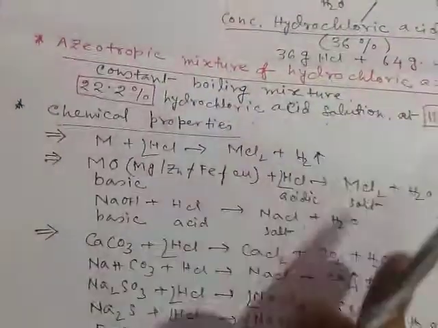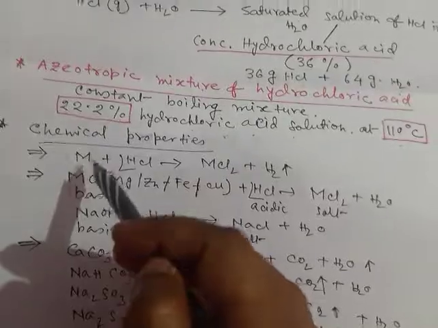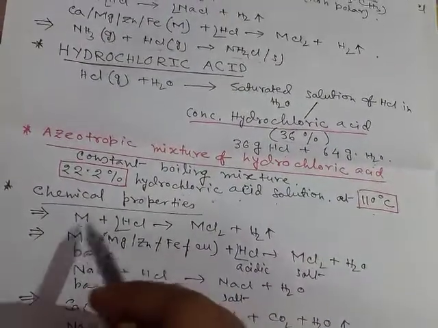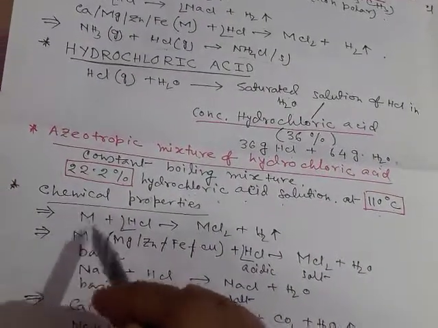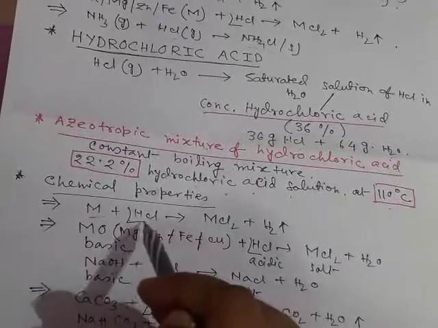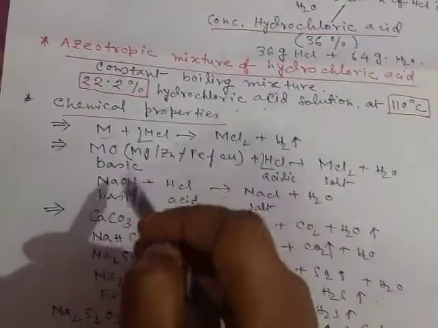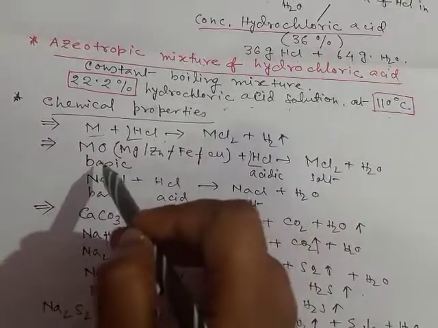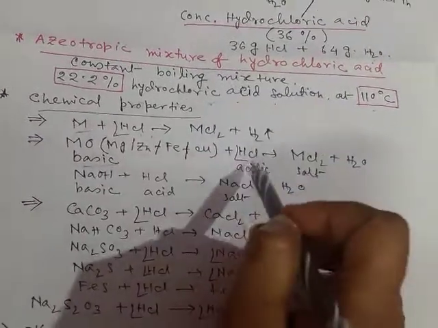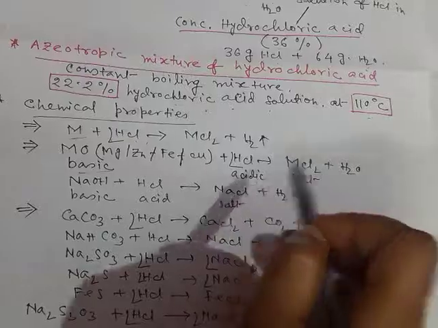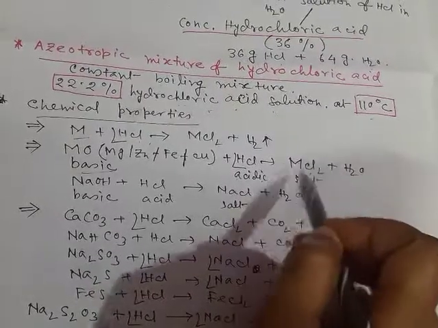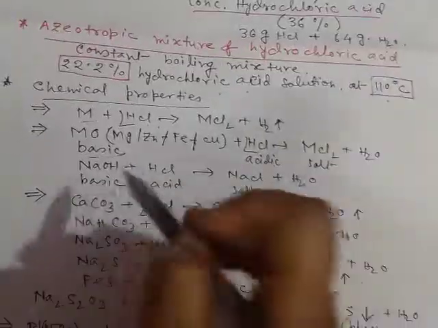Now chemical properties of hydrochloric acid, which I have discussed earlier: the metals in the activity series above hydrogen can replace hydrogen from hydrochloric acid. Different metal oxides, being basic in nature, react with acidic HCl to form chloride salt and water.